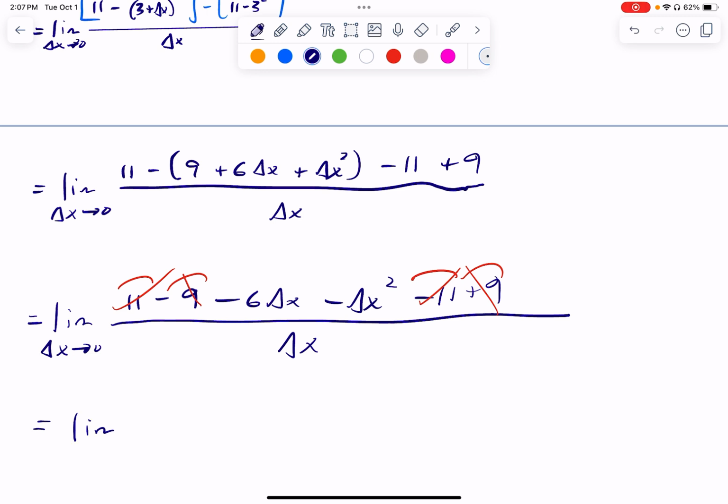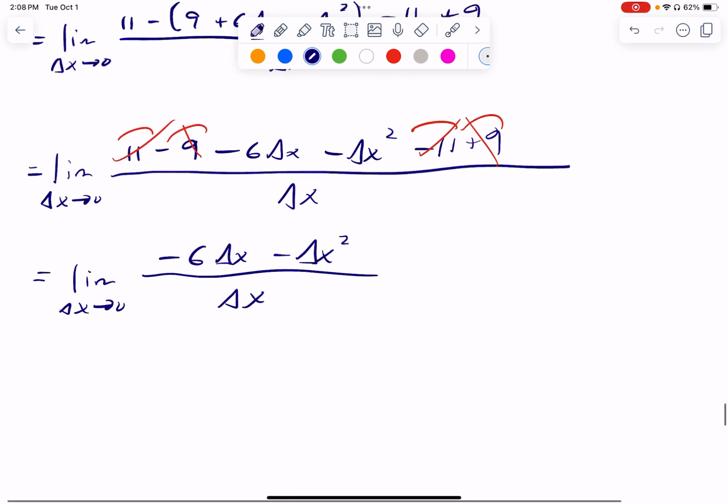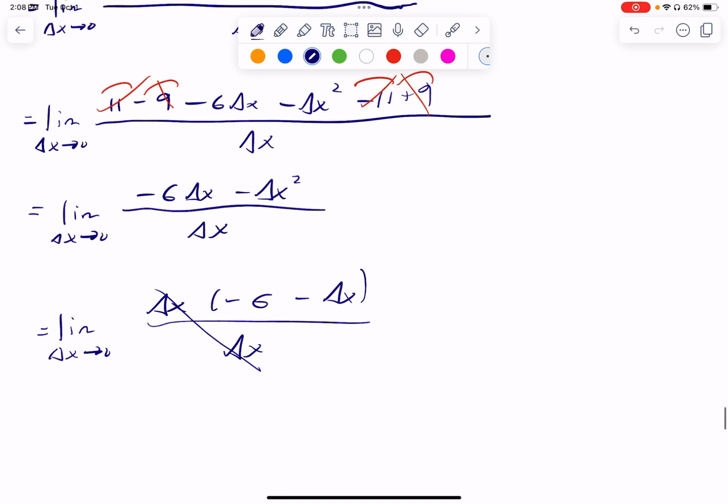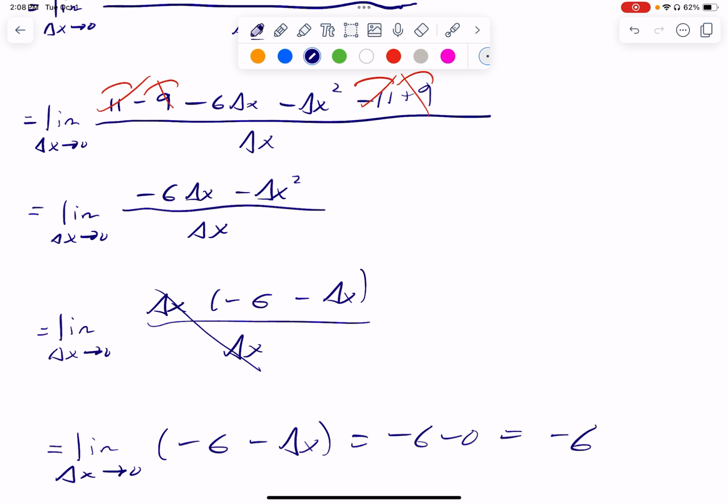So what I am left with in the numerator is negative 6 delta x minus delta x squared all over delta x. What's left in the numerator has a delta x I can factor out. The delta x I factored out cancels with the delta x in the denominator. So I have negative 6 minus delta x, and finally I can plug in 0, so my answer is negative 6.